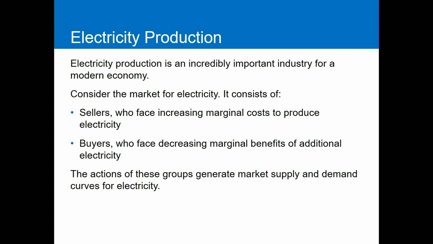When we think about the market for electricity, we have sellers. These are the actual producers that generate the electricity and sell it on the market. They're going to face increasing marginal costs to produce electricity. Remember this, the upward sloping supply curve. And then you have buyers, all of us that use electricity. They face decreasing marginal benefits of additional electricity, so a downward sloping demand curve. The more electricity you consume, the less and less benefit you're getting for each unit. So the actions of these two groups are going to generate the market supply and demand curves for electricity.